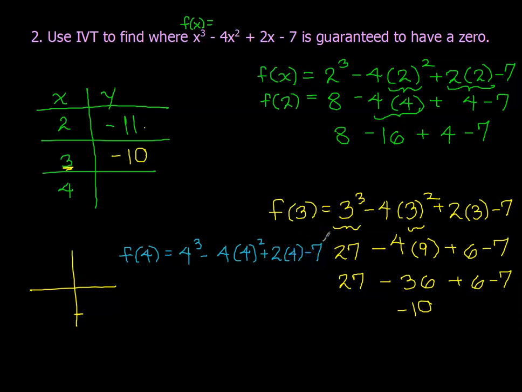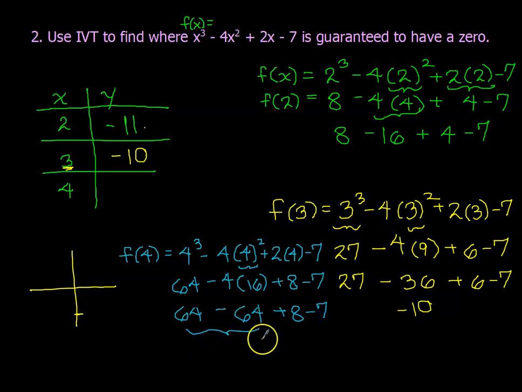So I have 4 to the third power, exponents first, which would give me 64, minus 4 times 4 squared, which would give me 16 after exponents. Then you can multiply, and then you have 64, minus 4 times 16, which would give you 64 as well, plus 8 minus 7. Then just go from left to right when it's adding and subtracting. 64 minus 64 is 0, plus 8 gives you 8, and then minus 7 gives you 1.